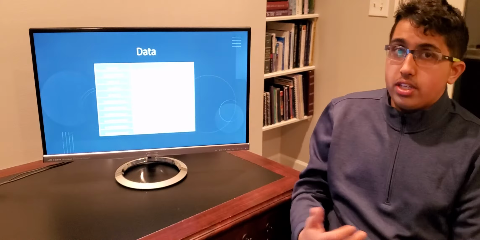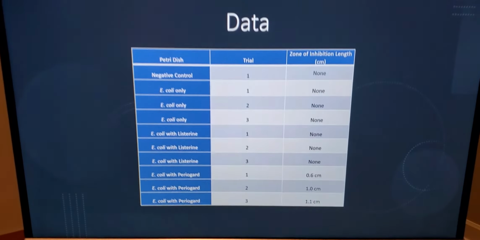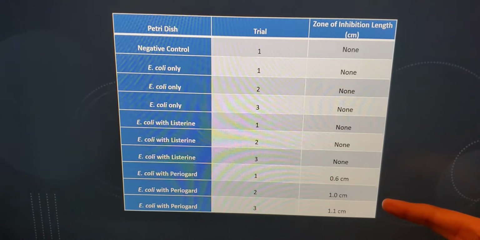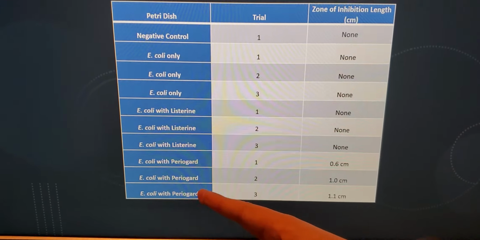This slide displays a table that was used to chart out the data. In the table, it shows that the only petri dishes that showed zones of inhibition were E. coli with PerioGuard petri dishes.